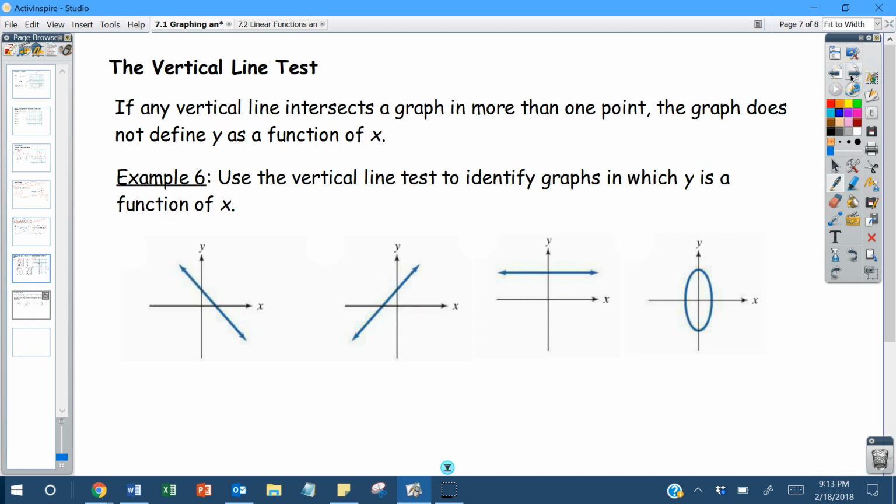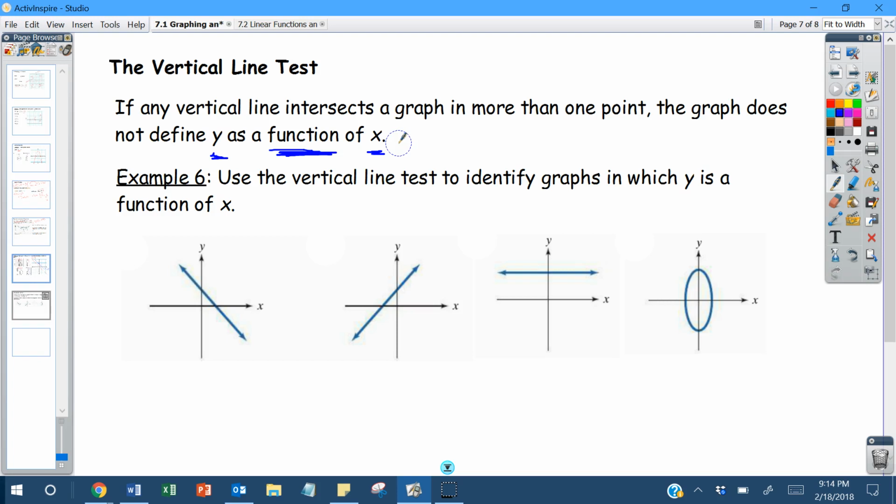The last thing I need to show you is something called the vertical line test. The vertical line test, simply put, says that if any vertical line intersects a graph in more than one point, then the graph does not define y as a function of x. So this is a way of answering the question, is this a function or not? Because not every graph that you see is a function. Not every equation that you see represents a function.